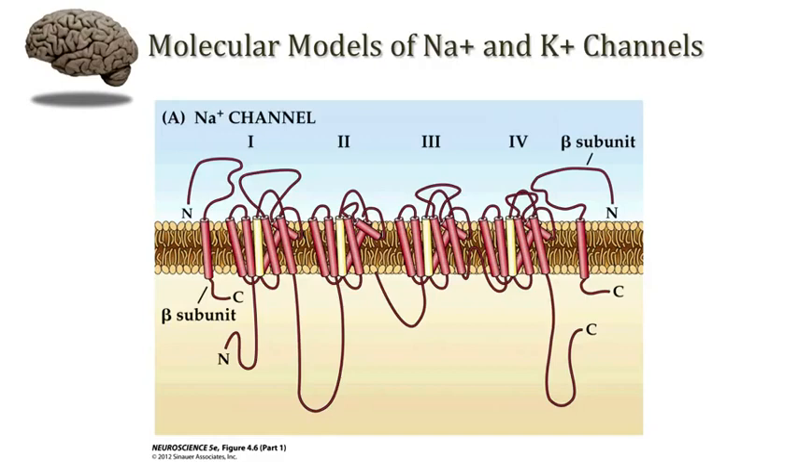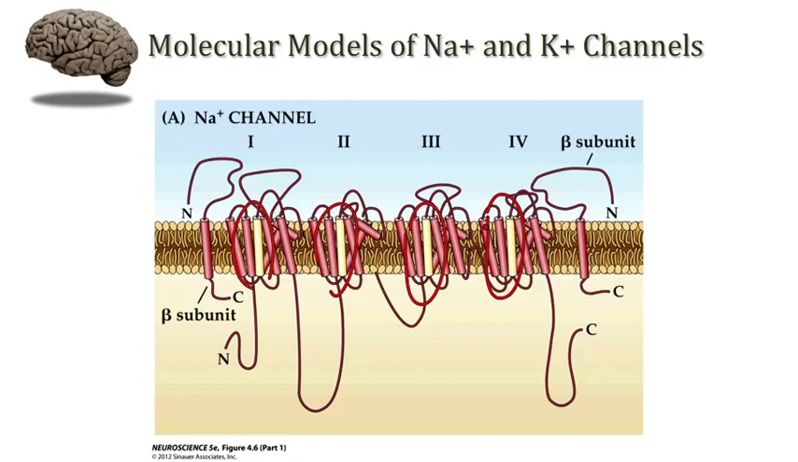I'll also highlight these yellow transmembrane segments that we see in each of these motifs. And these contain positively charged amino acid residues that account for the voltage sensitivity of this protein.